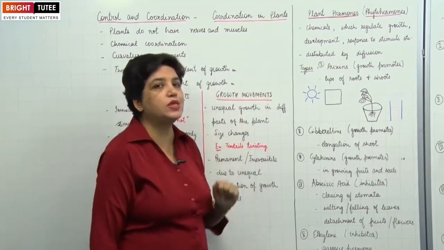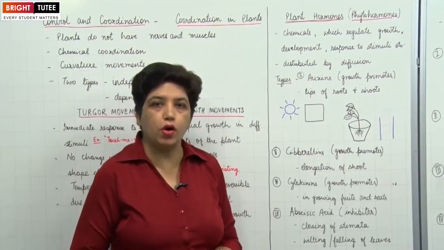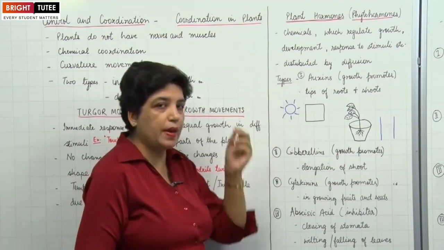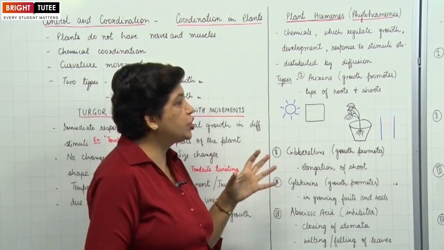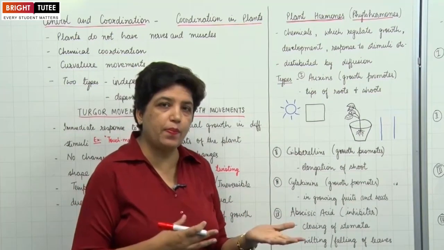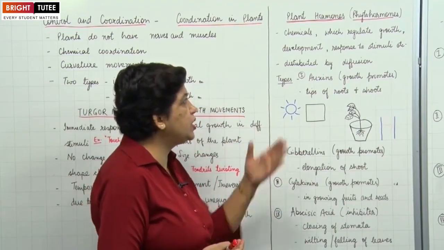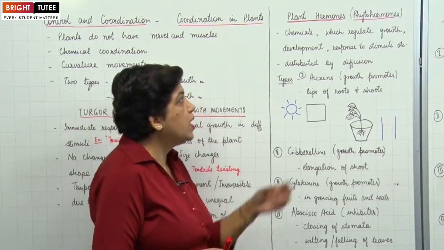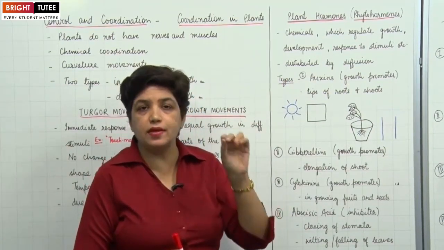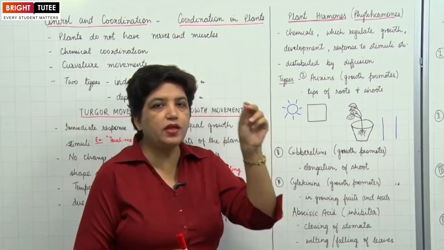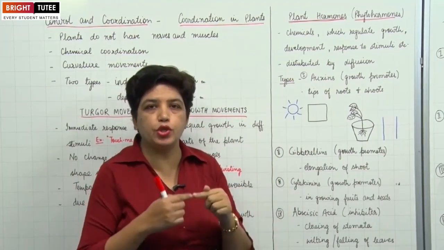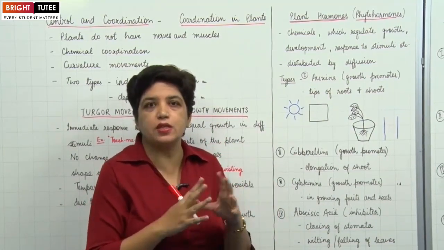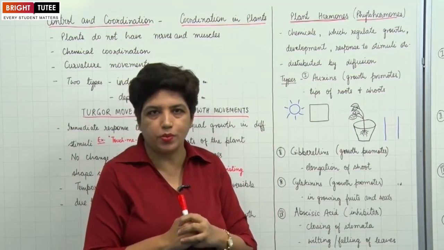These plant hormones are called phytohormones. Now, what are phytohormones? These are the chemical substances which regulate the growth, development, tissue differentiation and respond to external stimuli, right? So these hormones are released by certain specific cells. Then they reach the target cells by diffusion from one cell to another, right? There are no vessels or nerves to carry these hormones.